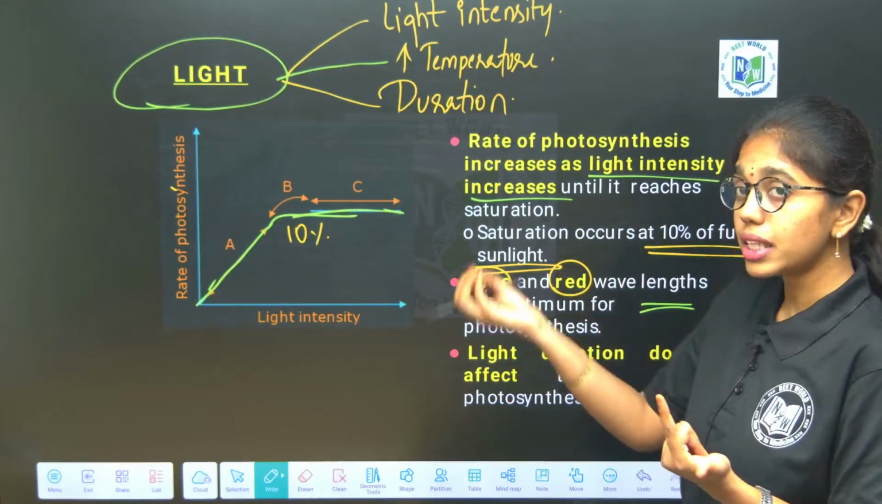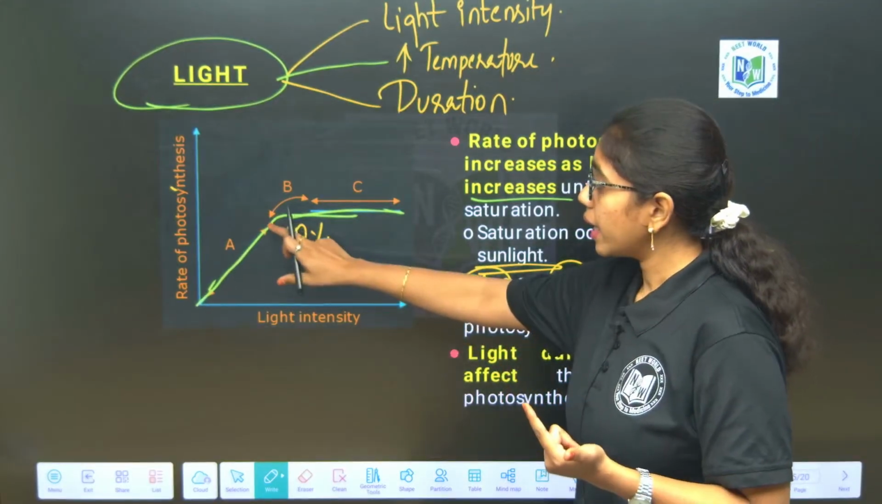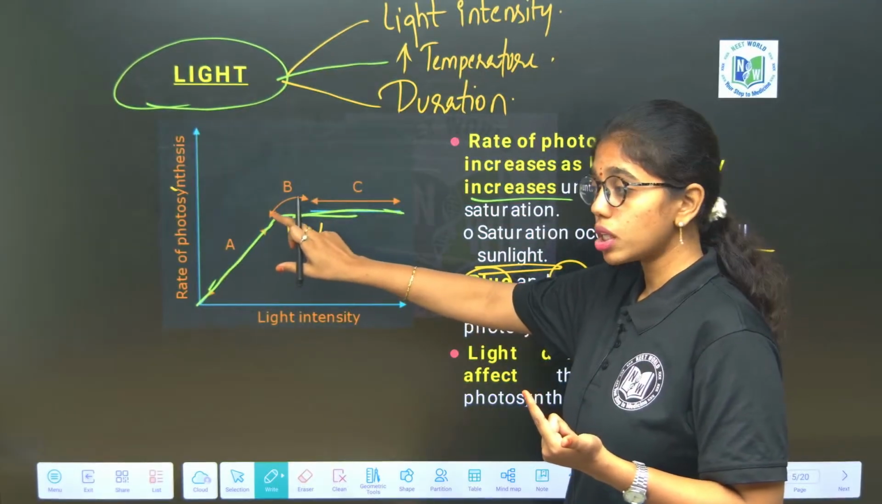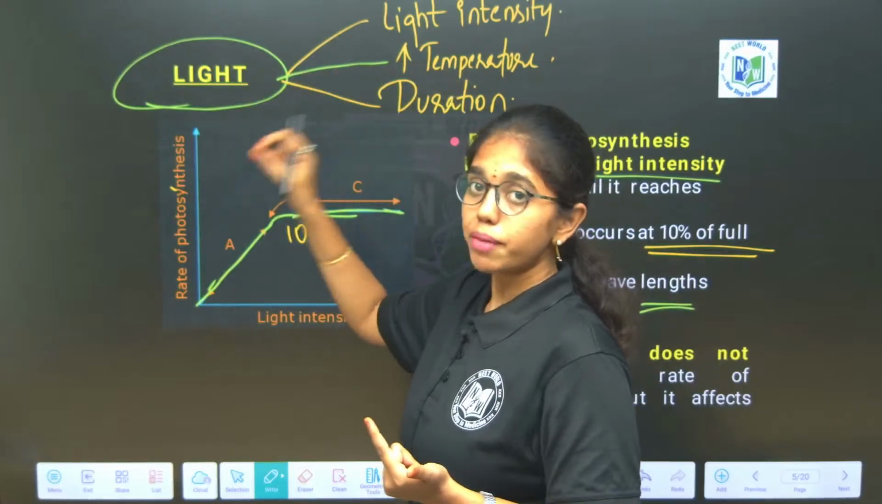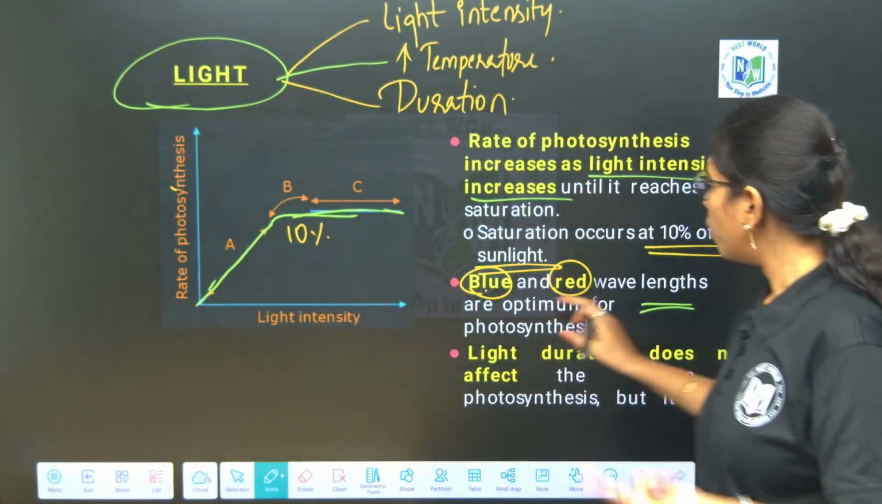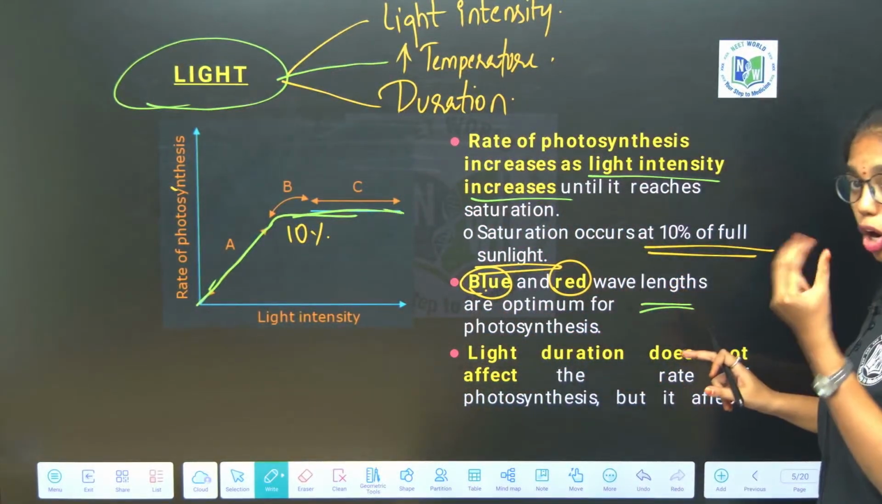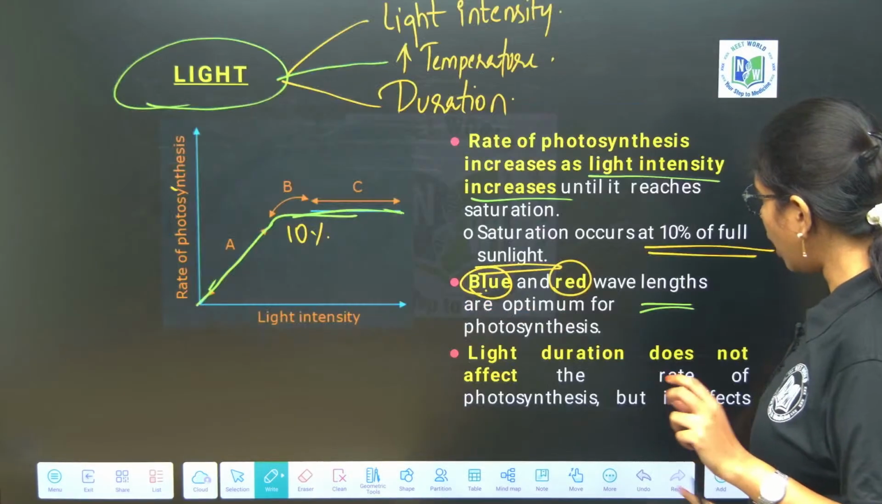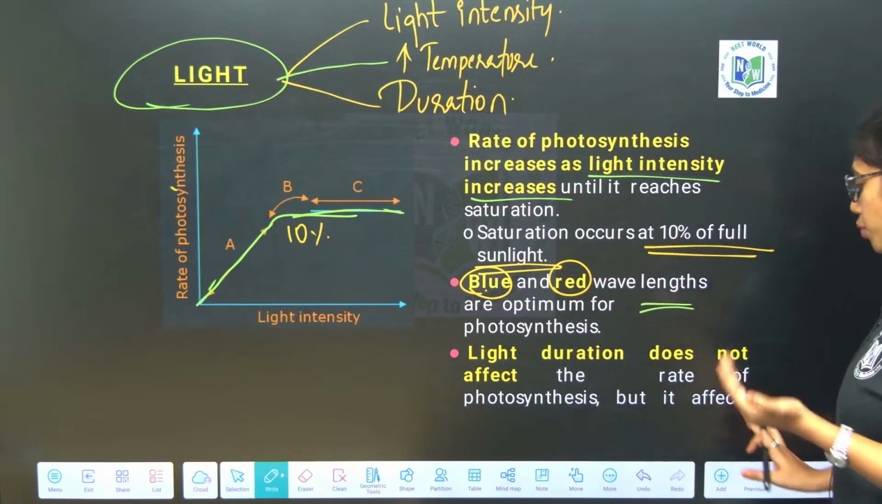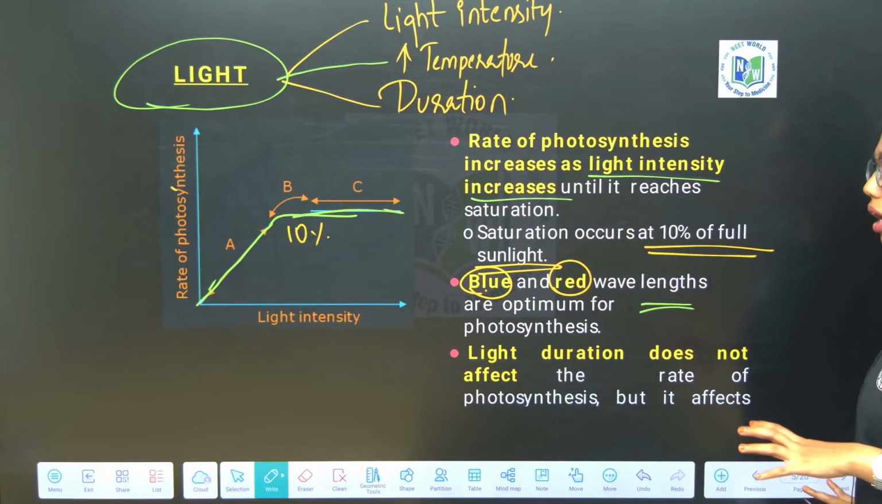Increase in the intensity of light will gradually increase the rate of photosynthesis, and at one point there comes the saturation point, which is 10% of total sunlight. Blue and red wavelengths are optimum for photosynthesis. Light duration does not affect the rate of photosynthesis, but it affects the overall process.